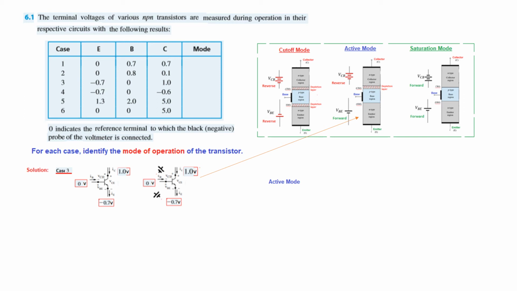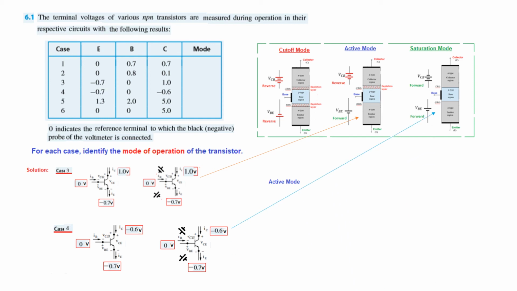Now let's go to case number 4, minus 7, 0, but this is now minus 6. Okay, so minus 7, 0, and minus 6 at the collector. So again we connect the batteries, so this one remains same, but here now the battery reverses because this is negative 6, so the negative will come at the top and positive at the bottom. And now let's compare this diagram. So this will be matching with this diagram, which is the case of a saturation mode.